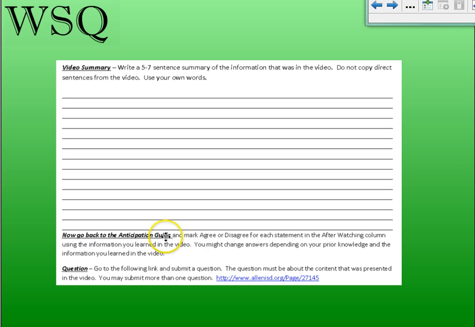Now we're going to go back to the anticipation guide at the very beginning. If we look at the anticipation guide at the beginning, there is a column that says after watching. Go back and look at the statements and see if you agree or disagree, if your answers have changed. Use the highlighter to change any answers.